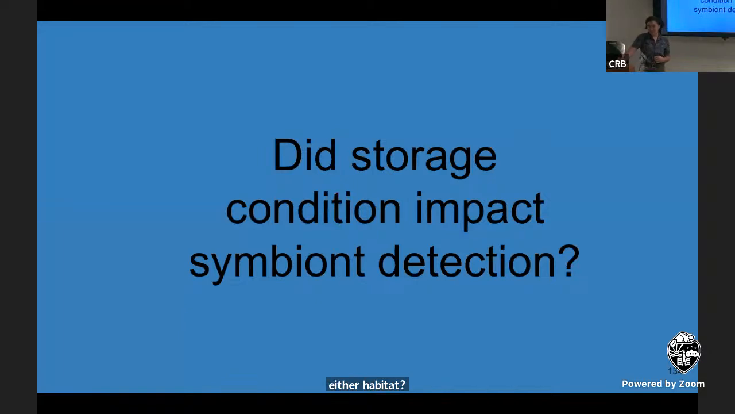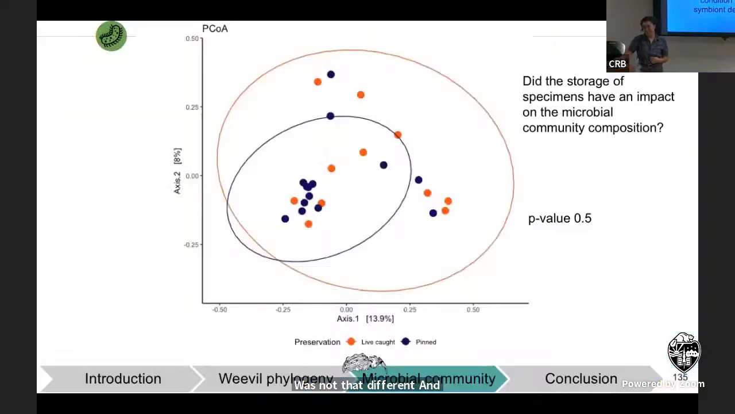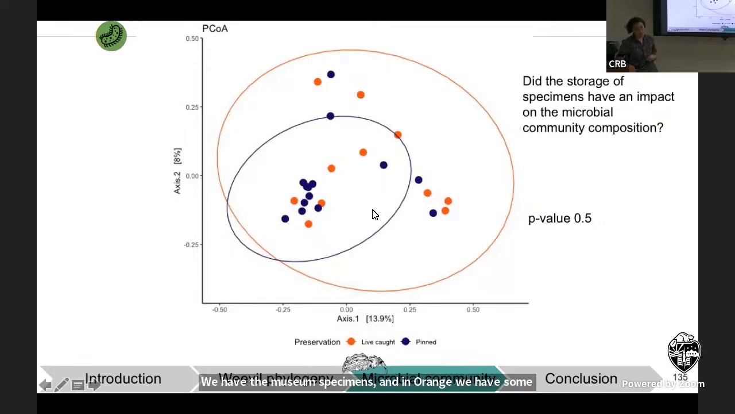And then, did storage condition impact symbiont detection? The answer was no, it didn't impact symbiont detection. I was still able to detect symbionts whether it was collected from a live caught weevil or from a pinned museum specimen. This is just a principal component analysis where in purple we have the museum specimens and in orange we have some of the live caught specimens, and there's a great amount of overlap.